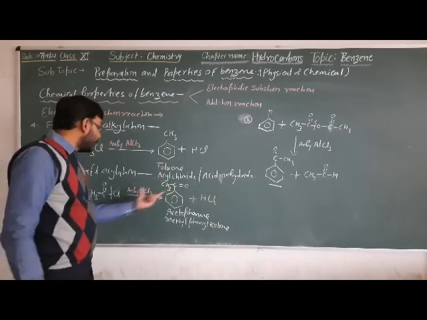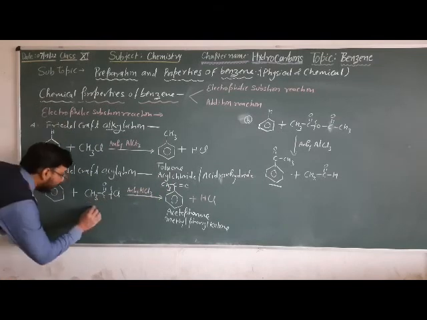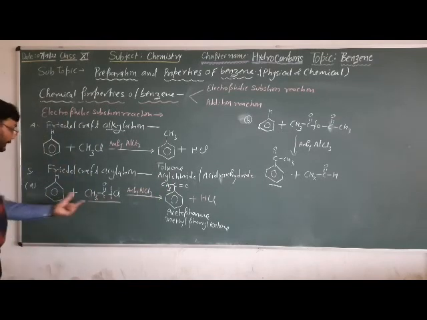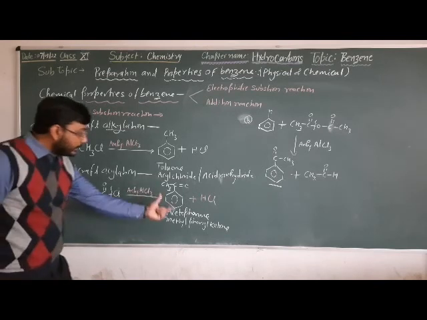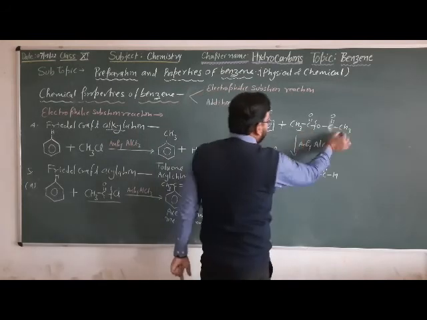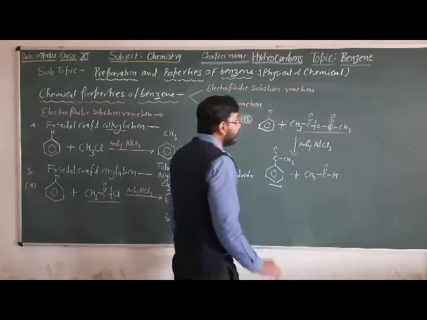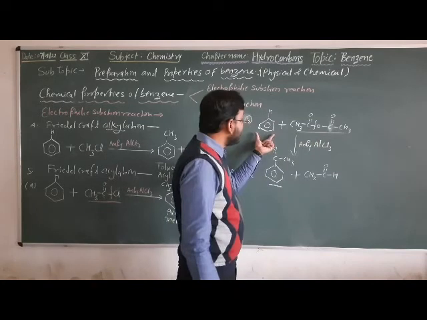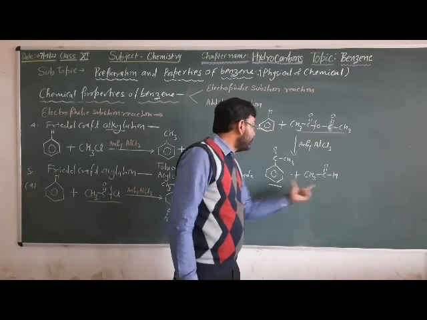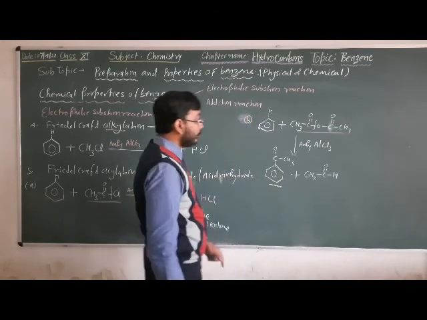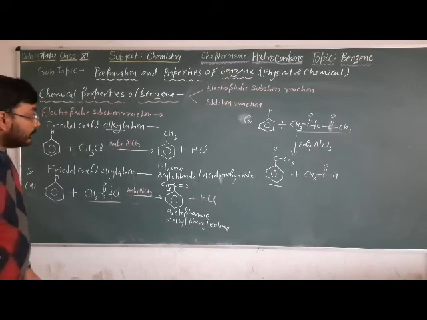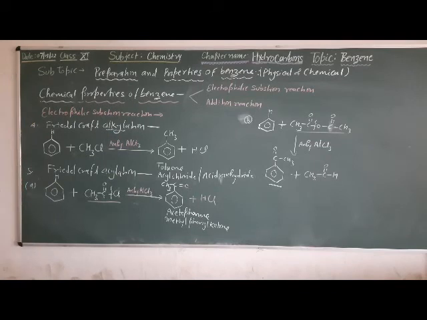When we take acyl chloride, the acyl chloride reacts with benzene to give acetophenone and HCl. When acetic anhydride reacts with benzene, it gives acetic acid and acetophenone. So note it down. Then I will come to the next, addition reactions. There are 2 examples.